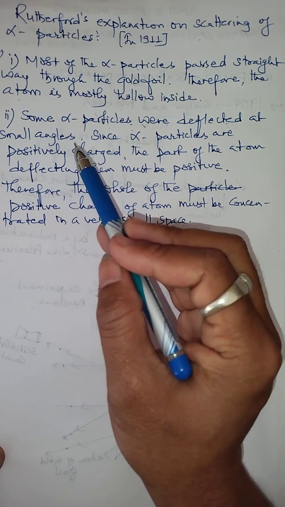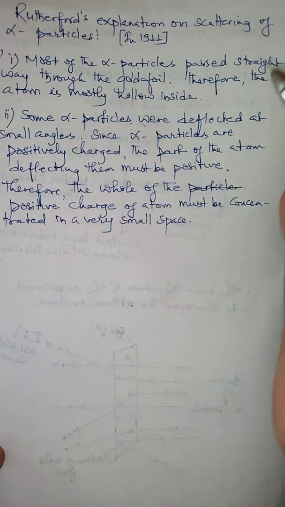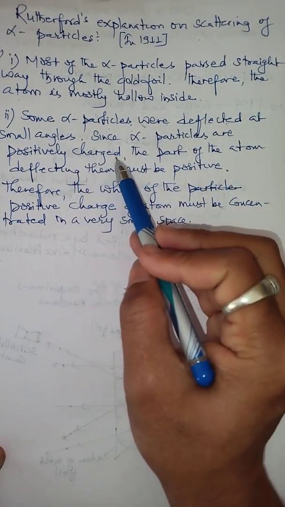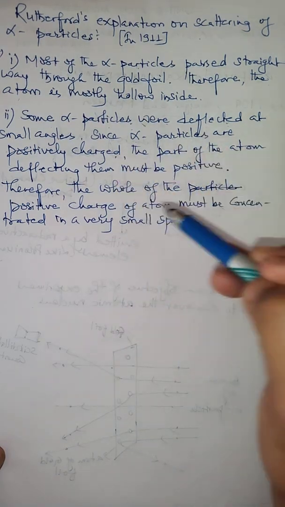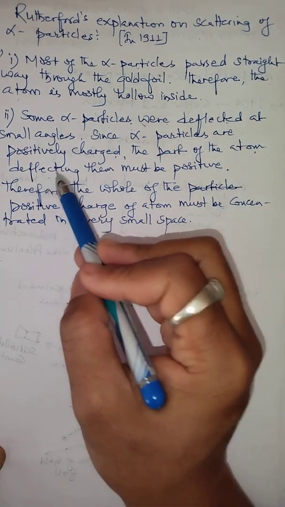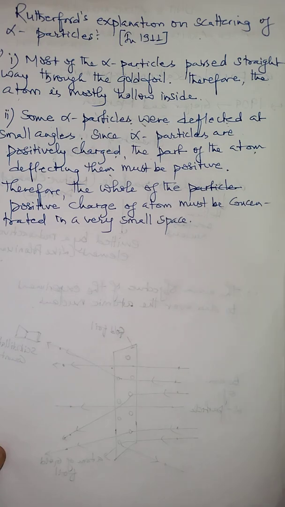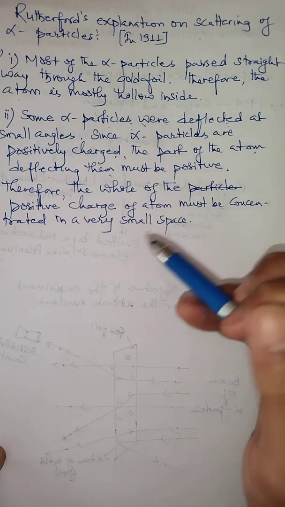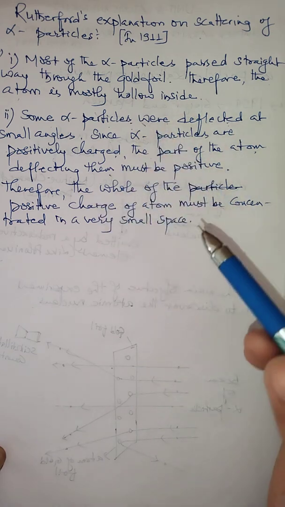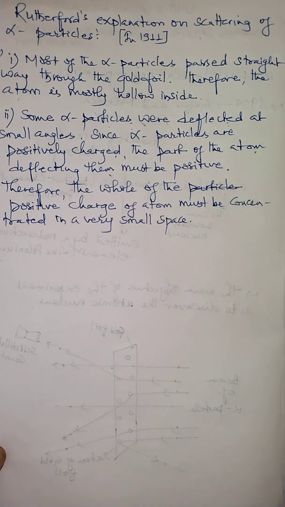Small what? Angle. And it was already discovered that the alpha particle is a positive charge particle. So since alpha particles are positively charged, as per his observation, he said that the part of the atom deflecting them must also be what? Positive. That means there must be a positive charge particle in an atom which deflects these alpha particles. Because between positive and positive, what happens? Repulsion takes place. Always repulsion takes place, and repulsion is also one of the forces.